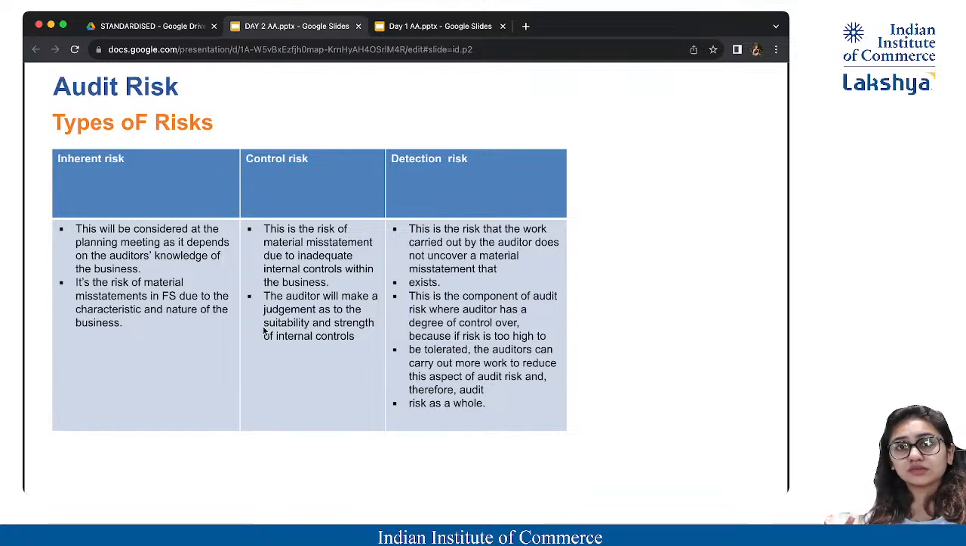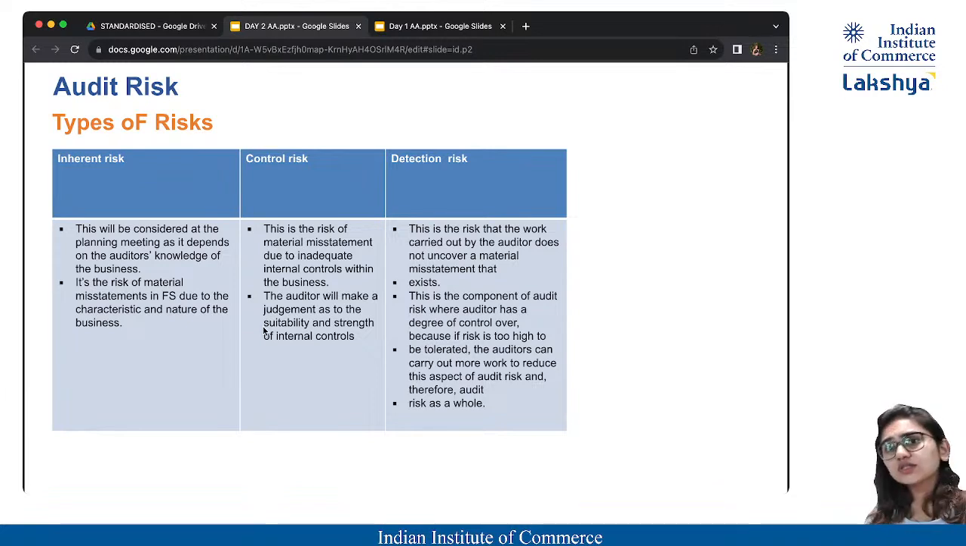Auditor is trying his best, but the procedures he has adopted and the ideologies and the things that he has made are not able to catch the risk. That is detection risk. You are not able to detect the risk. This is the component of audit risk where the auditor has a degree of control over, because if risk is too high to be tolerated, the auditor can carry out more work to reduce this aspect of audit risk and therefore audit risk as a whole. And this depends. If the company is very risky, the auditor will need to conduct more procedures. If the audit risk is less, fewer procedures.